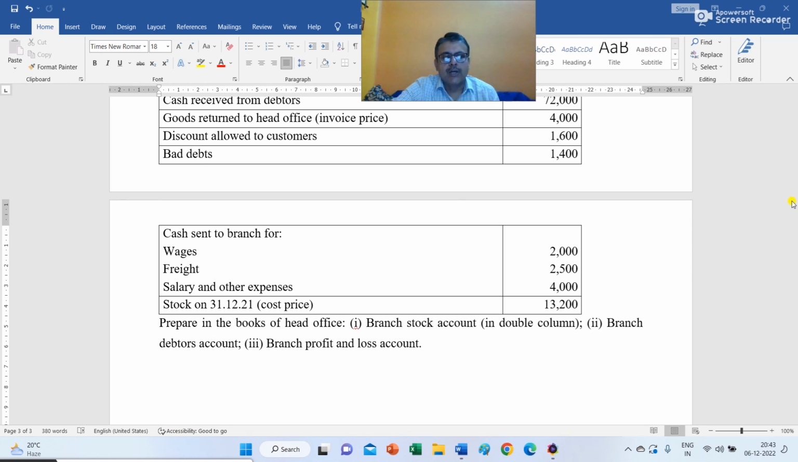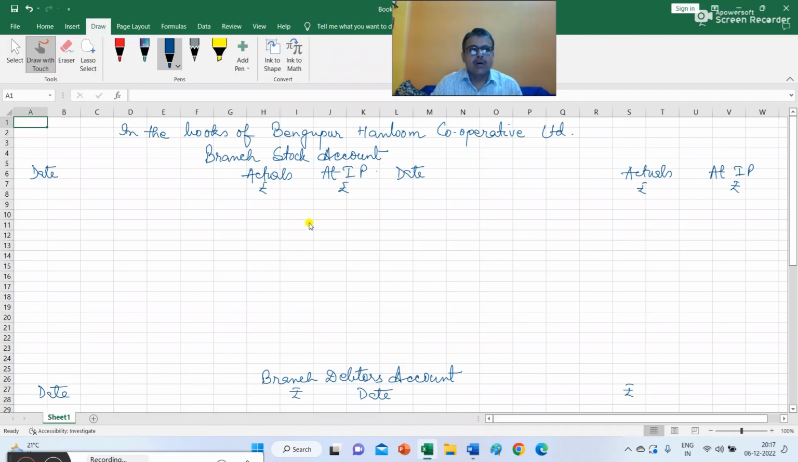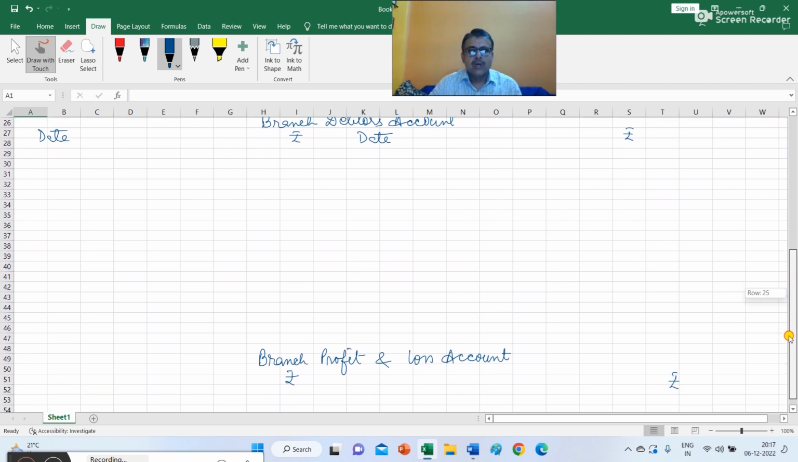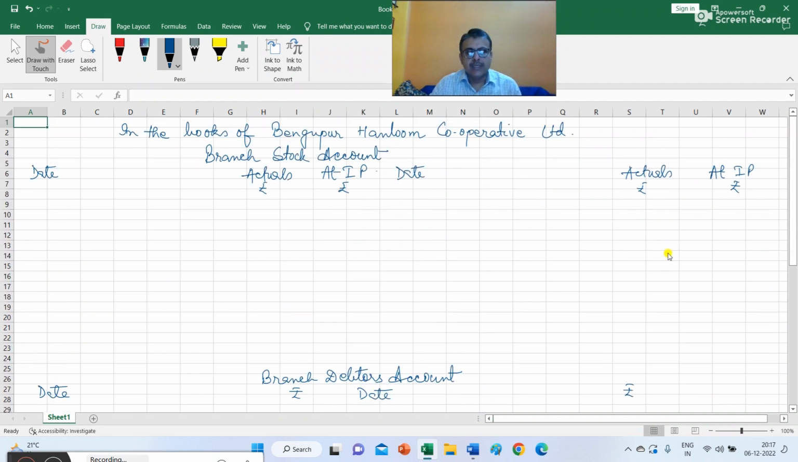Prepare in the books of head office the branch stock account in double column, branch debtors account, and branch profit and loss account. Here I have prepared the structure of the branch stock account, branch debtors account and the branch profit and loss account in the books of Barrackpore Handloom Cooperative Limited. So the branch stock account I have to prepare in double column, that is actuals, that is at cost, and at IP, meaning at invoice price.